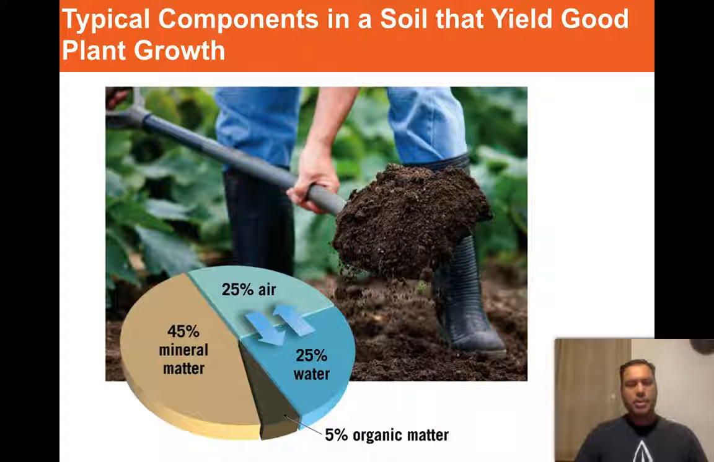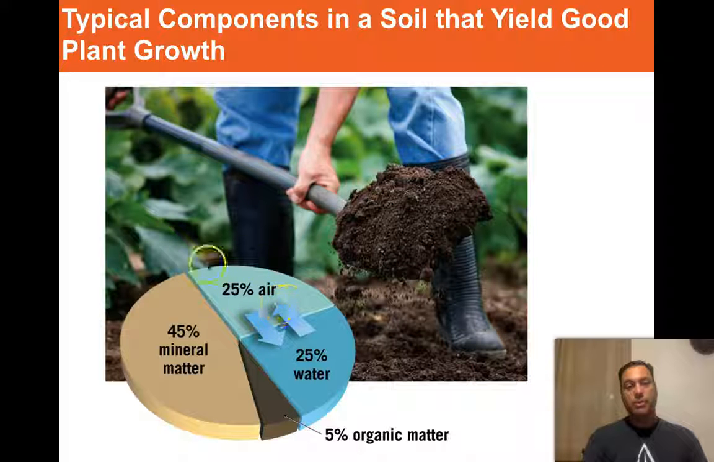Remember, I was talking about those four spheres. Here we see them again. So this is the typical components of soil that yield good plant growth. This is what you want. It turns out that soil is about 45% minerals, so less than half of it is actually mineral matter. About 5% is organic matter, bacteria, decaying roots, maybe some moss, things like this. And of course, there's water. Believe it or not, there's actually water in the soil at all times. Good soil is going to have about 25% water in there. And then the rest of it is going to be open air space.